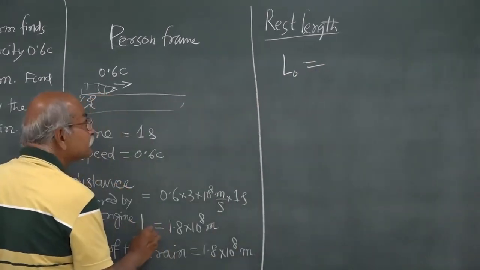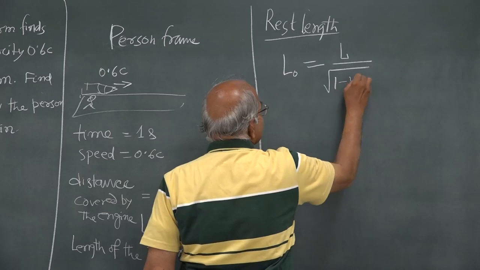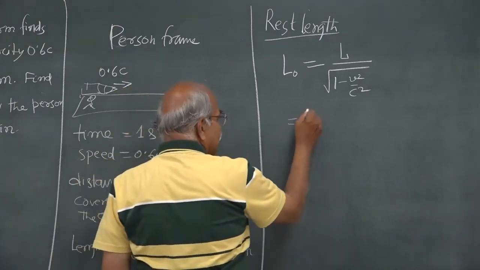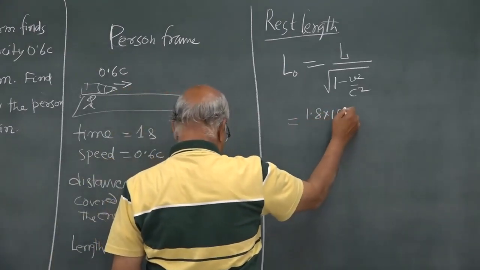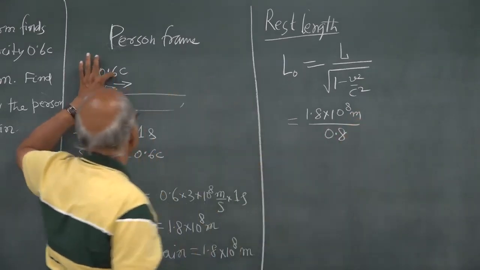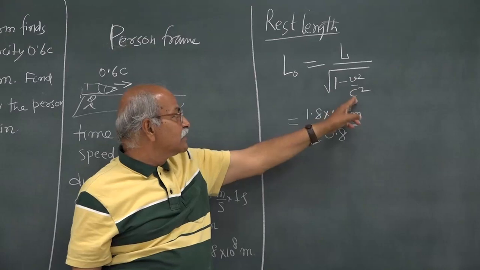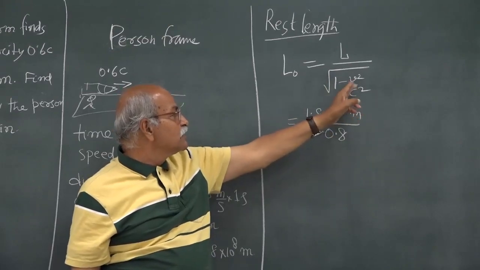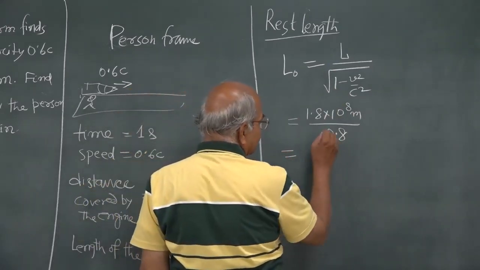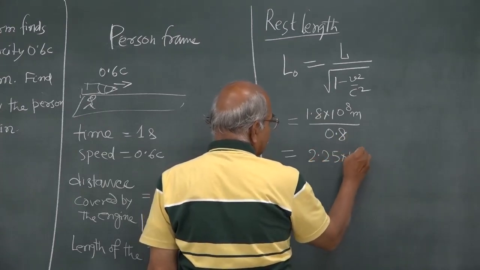Therefore, if I call this length L, the rest length will be L divided by square root of 1 minus v square by c square. It has to be larger, so you have to divide by this. So, this is 1.8 into 10 power 8 meters divided by 0.8. When you put 0.6 here, the square will be 0.36 and 1 minus 0.36 will be 0.64 and the square root will be 0.8. So, how much is it? 9 by 4. So, 2.25 into 10 to the power 8 meters.